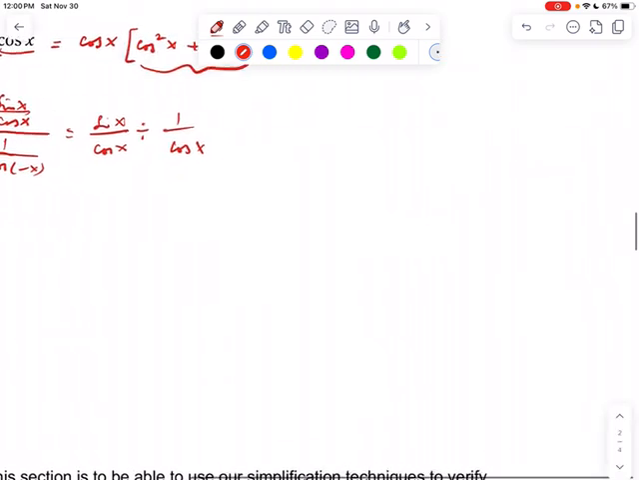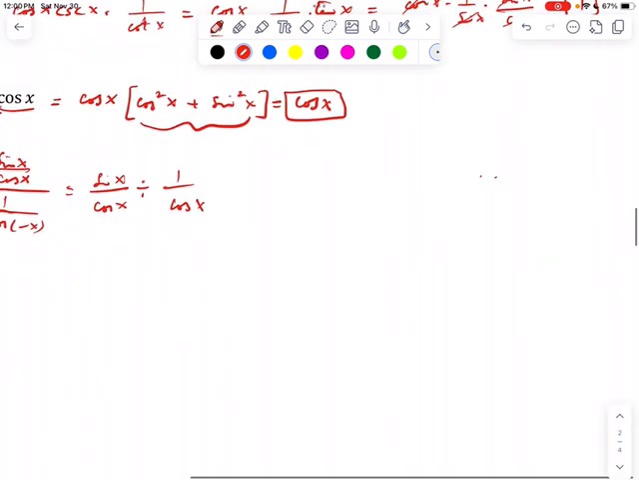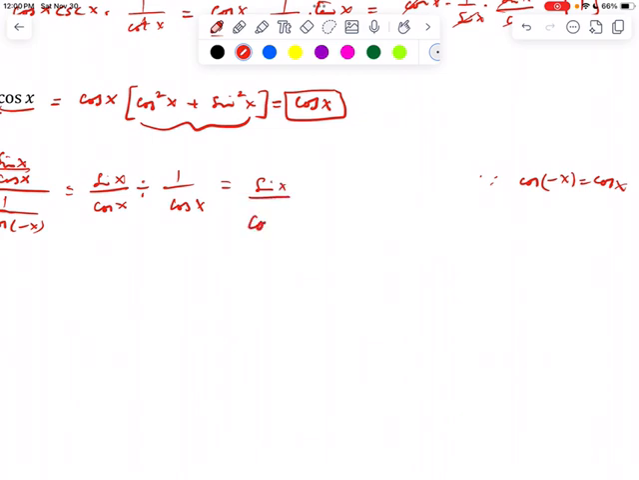And again you can write on a side, because cosine of negative x is equal to cosine of x. So this can now be written as sine of x over cosine of x times cosine of x over 1, which means sine of x, because these two cancel.